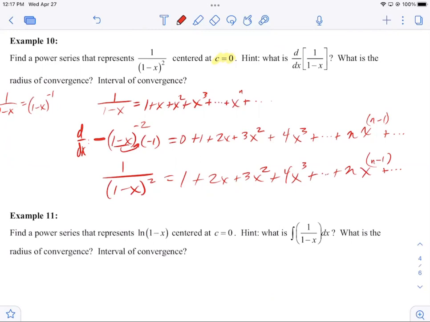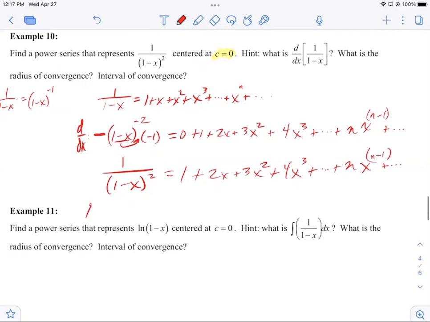Now it says, what's the radius and interval of convergence? Well, the center is 0. When I take the derivative, I don't change the radius, do I? So what was the radius originally for our plain old generic 1 over 1 minus x function? It was 1, right? We're centered at 0, and the absolute value of x needs to be less than 1. So when I take the derivative, the radius is still 1.